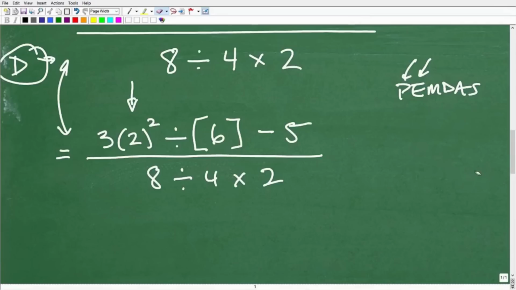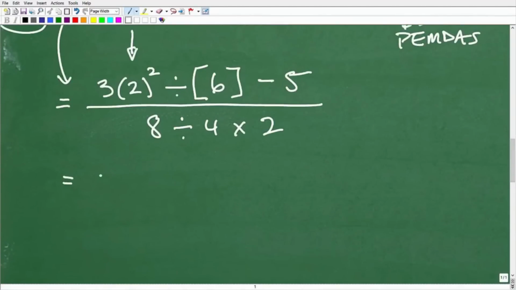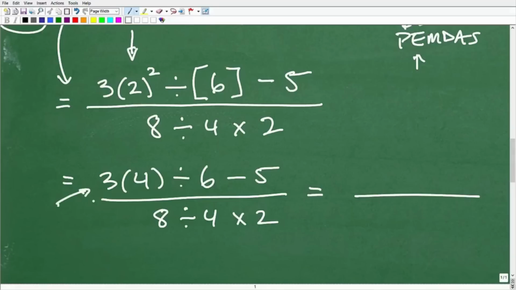So that's what we got to do. We have to go 2 squared, which is what? 2 times 2. So that's going to be 4. So let's just walk it down like this. 3 times 4 divided by, now we could just drop this brackets here. It's a little redundant. There's nothing more to do here. Divided by 6 minus 5 over 8 divided by 4 times 2. Okay, so we did our exponent. So again, I'm still focused on the numerator. I'll deal with the denominator in a second.